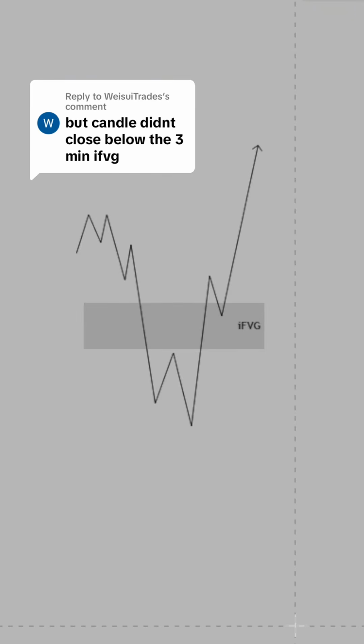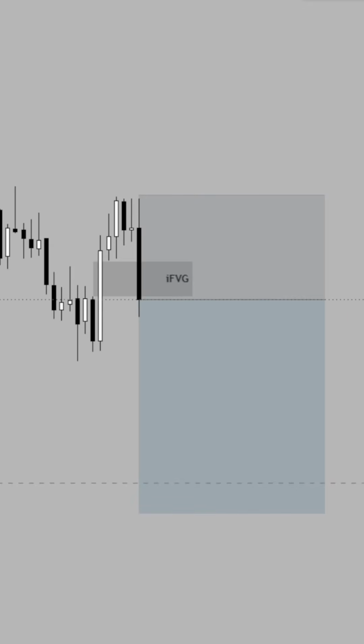Inversion fair value gaps can be a very powerful entry model, but only when used correctly. And sometimes you don't even need it to confirm a trade. Look at this setup, for example.